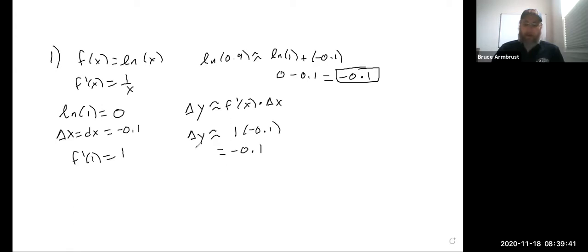All right, well, because I know you're all desperate to know, I just used my calculator right here and get that the natural log of 0.9 is negative 0.10536, dot, dot, dot.